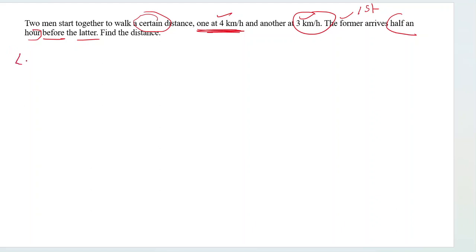So what we say is, let the distance be d kilometers. Now why do we use kilometers? Because the speed is mentioned in kilometers per hour. Now the distance is the same for both. That means because both the men are walking the same distance, the distance is the same.